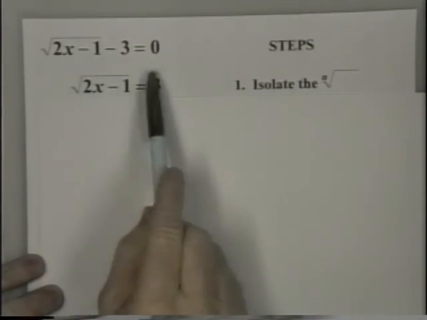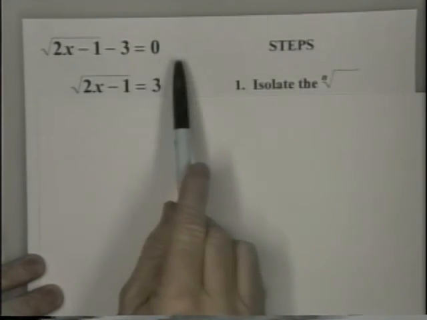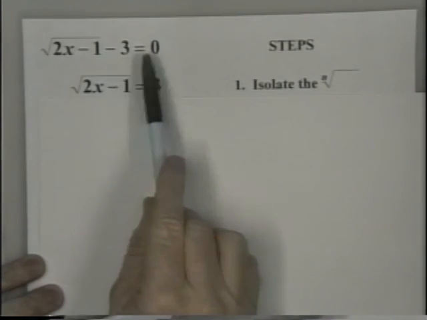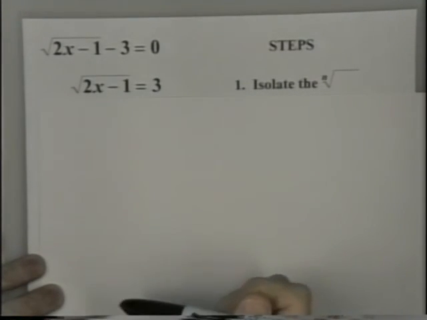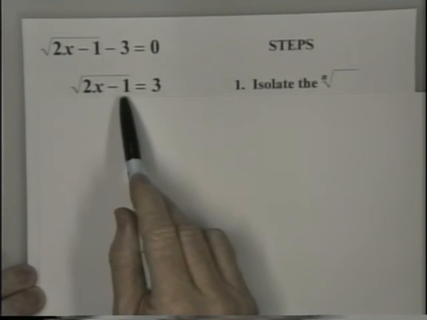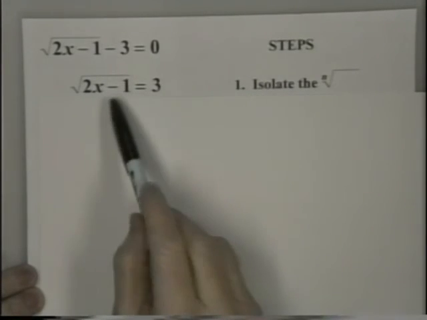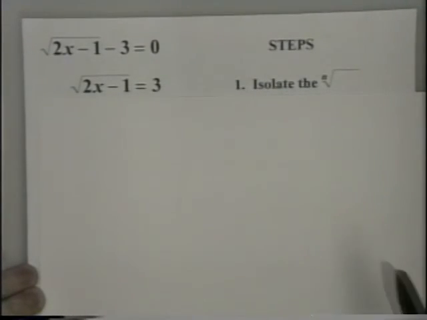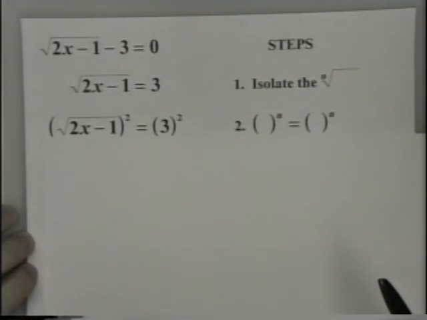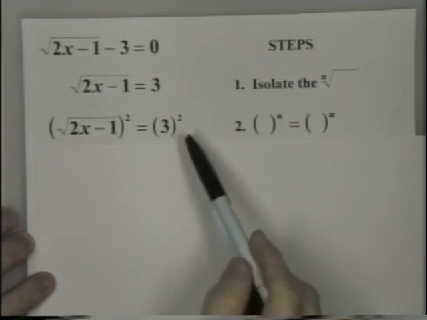So that's pretty easy here. I can use just the basic property of equations and add 3 to both sides. And so we get the radical isolated. Now, what I want to do, well, I'm going to square both sides.